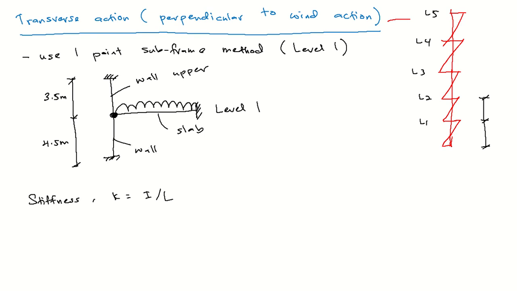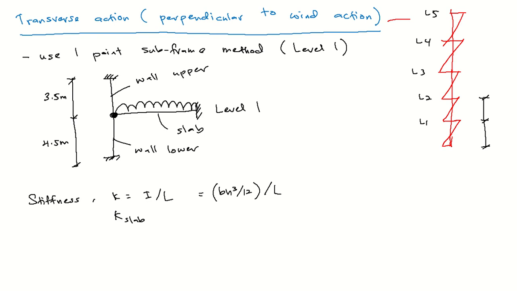I should use a different color. This is the wall lower. The formula for I is BH cubed over 12, and then divided by the L. So let's calculate the K for the slab first.